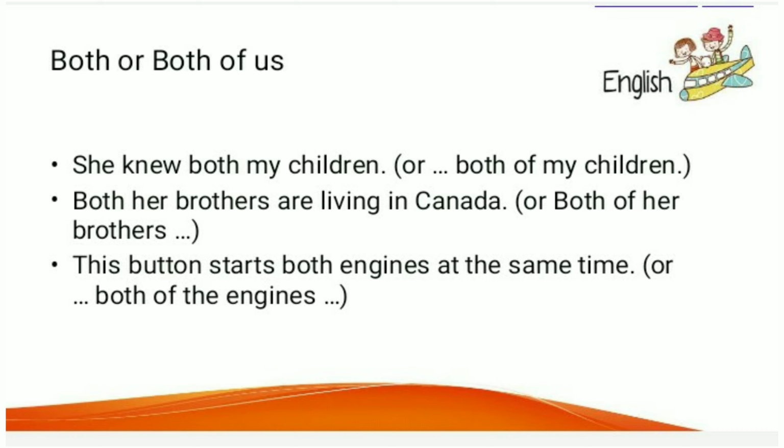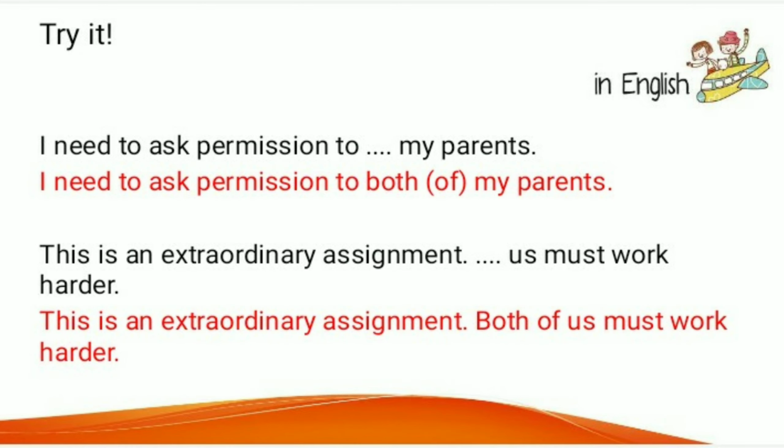And the last, this button starts both engines at the same time, or you can use this button starts both of the engines at the same time. Let's try it. I need to ask permission to blah blah blah my parents. Okay, if you have my, then you can say I need to ask permission to both my parents or to both of my parents. Both are correct.